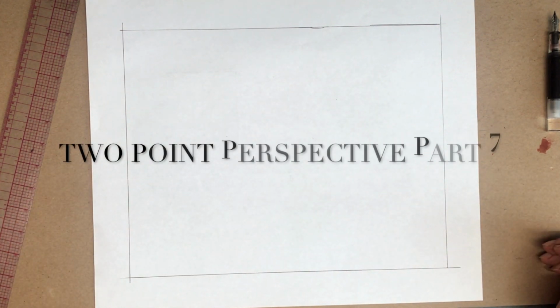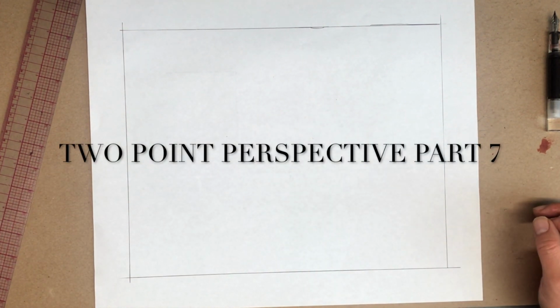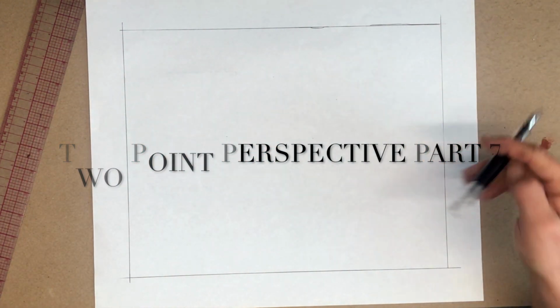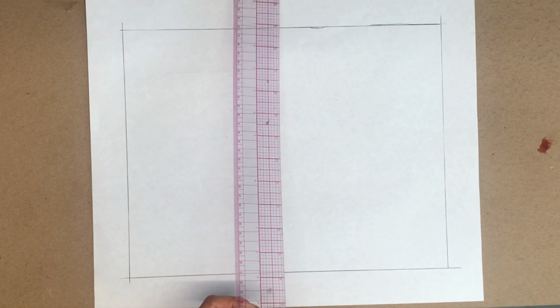Okay, in this tutorial I'm going to show you how to construct a square grid in two-point perspective. I've got my frame drawn already. Let's start off by drawing the vertical that represents the back corner of the room.